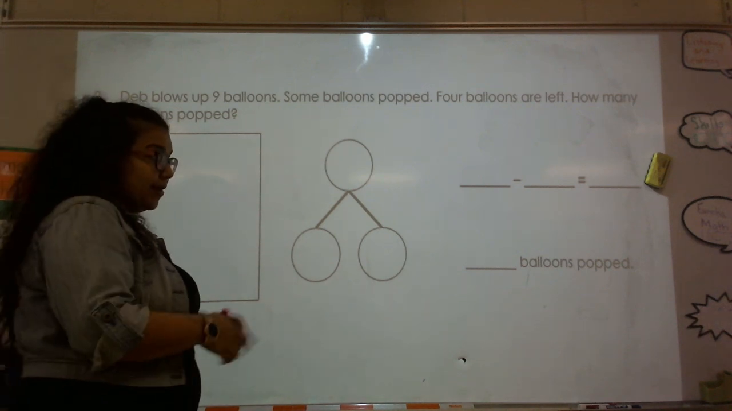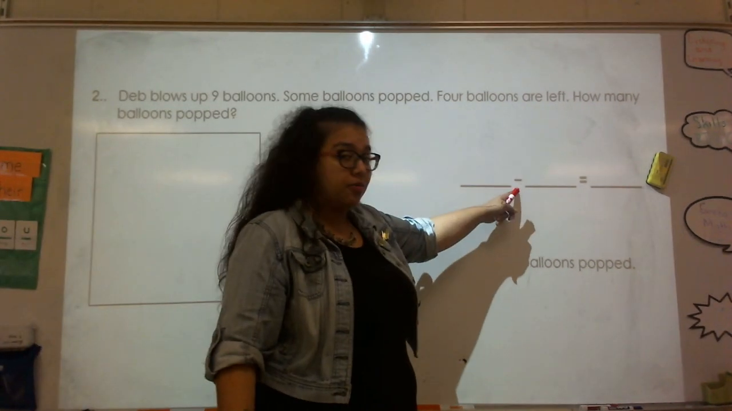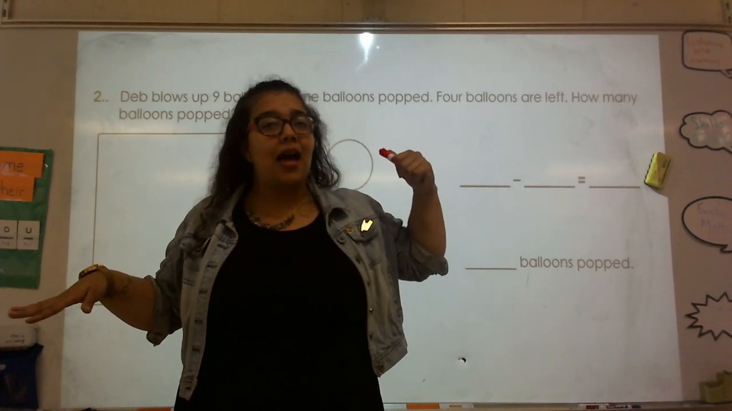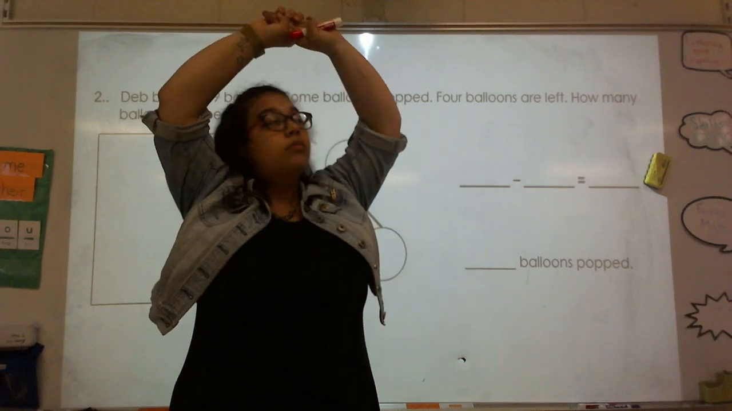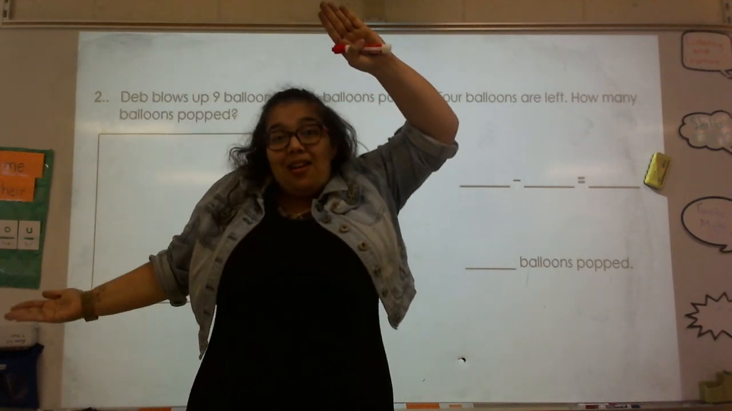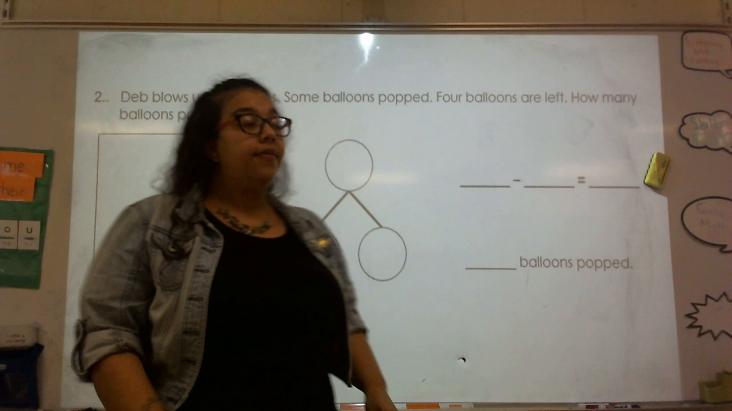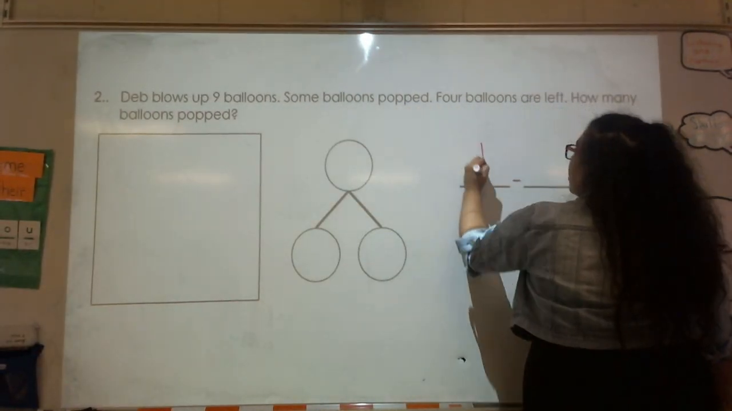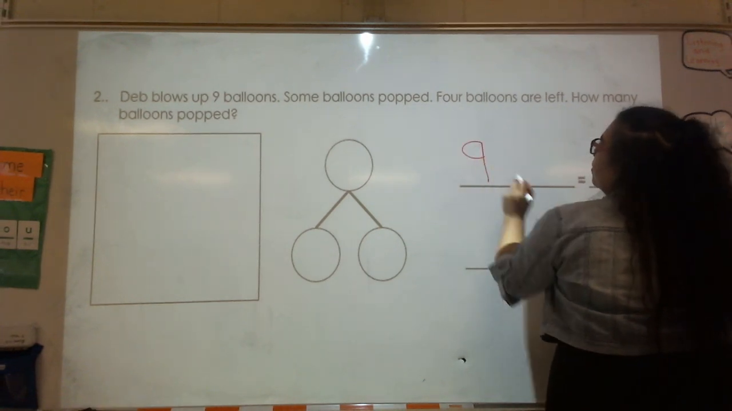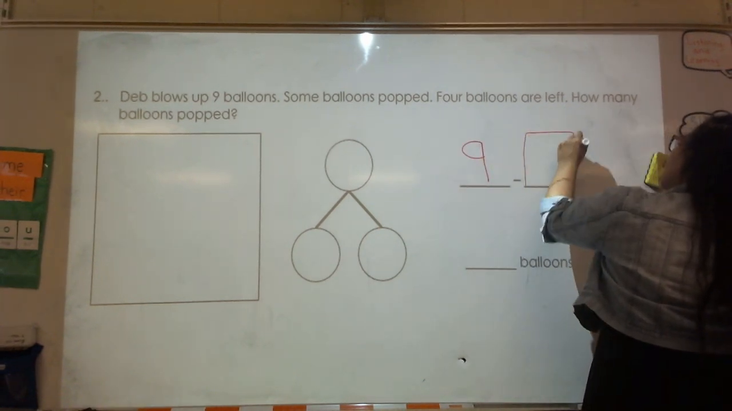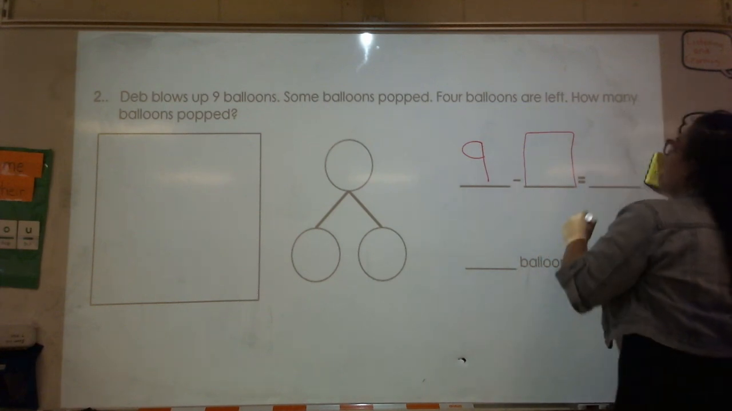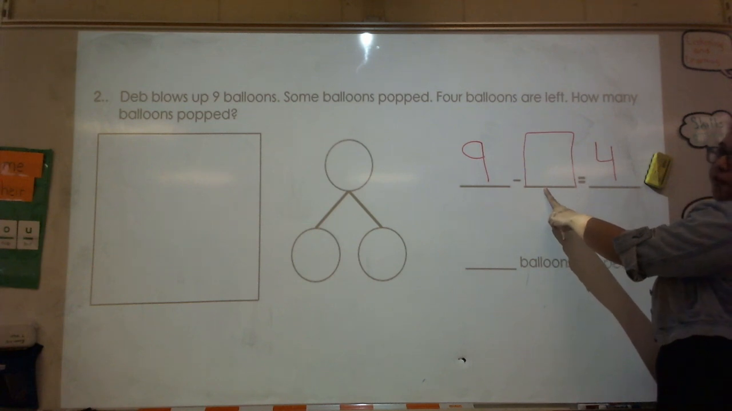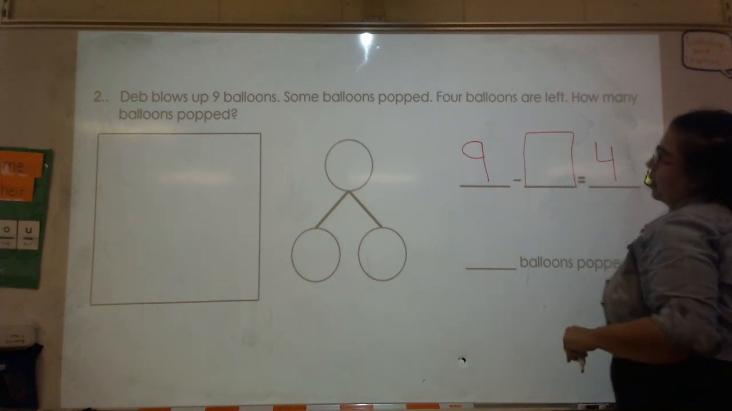So my question, right? We know we're subtracting, because I told you that. Can we see it right there? The subtraction sign. If the balloons popped, that means they're what? They're gone. She doesn't have those balloons anymore. So 9 balloons, some popped, 4 are left. So actually I want to start with my number sentence based on what I know. We know that Deb blows up 9 balloons. Some balloons, so mystery number, popped. And there are 4 left. 9 balloons minus an unknown number of popped balloons equals the 4 that are left.